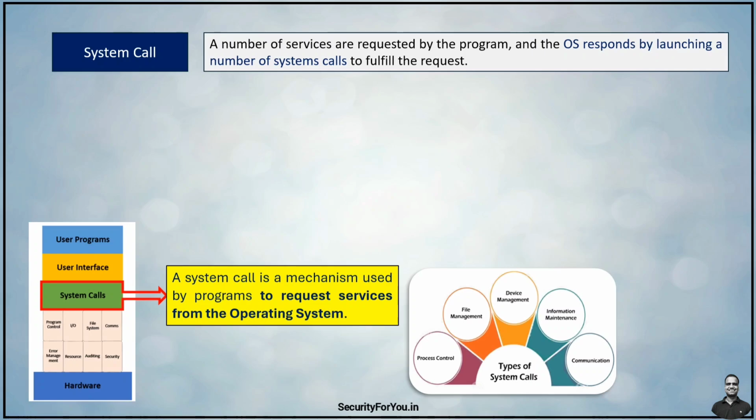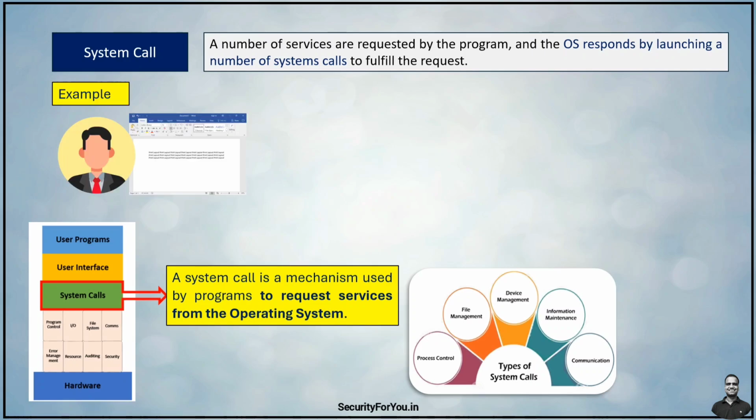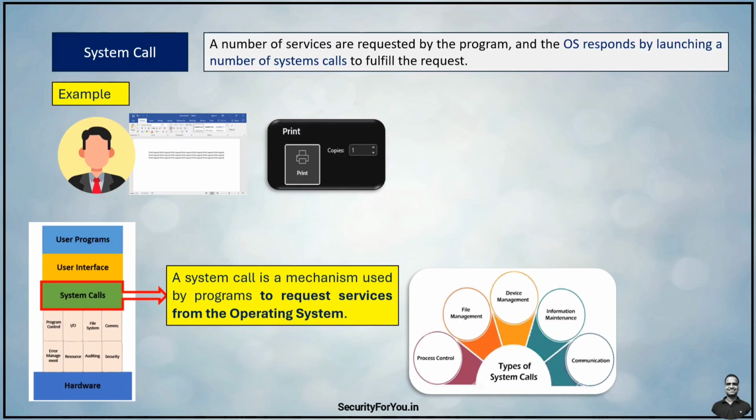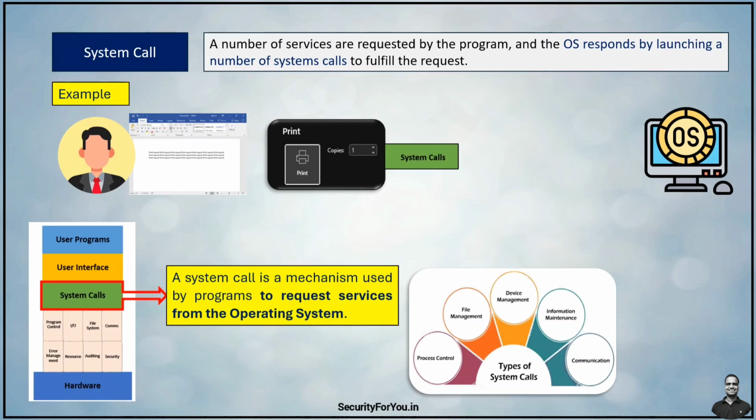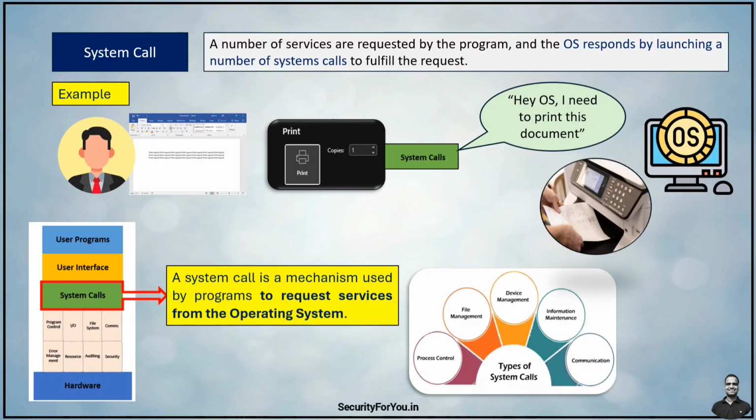Let's understand it with an example. Suppose you want to print a document. You give a command to print the document, but the program doesn't directly control the printer, right? It makes a system call to the operating system saying, "Hey operating system, I need to print this document." And then the operating system sends data over to the printer and gets it printed. So a hypercall is similar to a system call but specific to virtualized environments.